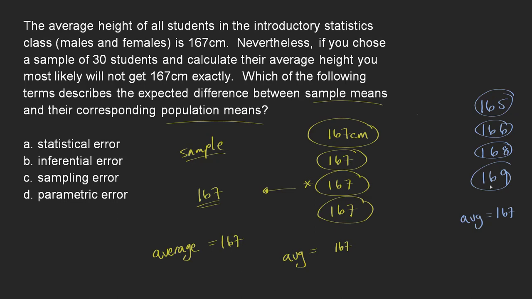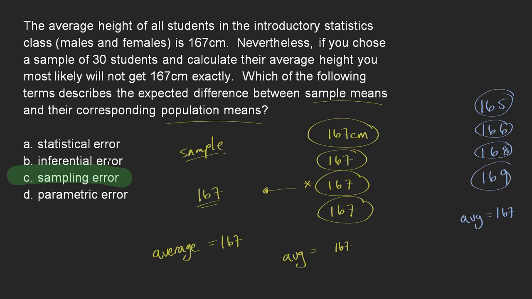This is not a mistake. It's not an error that you've made in terms of how you've conducted your research. It's just a problem with taking samples and expecting them to perfectly reflect the population. This is called sampling error. So C is our answer here.